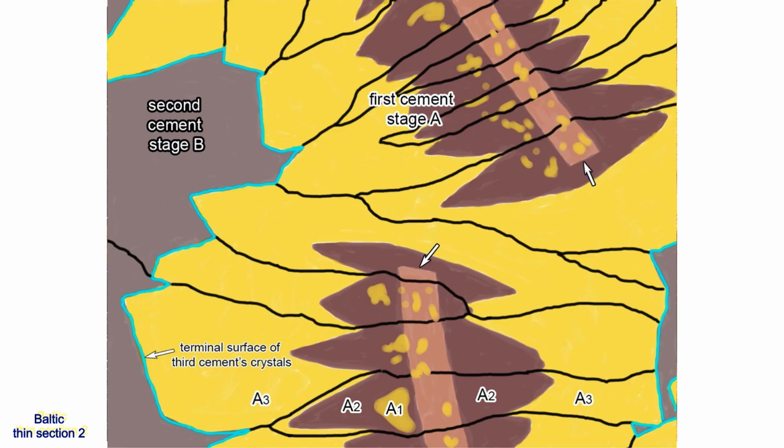After aragonite dissolved, the prismatic layer fractured, and the second cement A increment, coloured brown, precipitated on the shell's fractured surfaces by the white arrows. The third cement A increment is coloured yellow, and cement B is coloured grey.